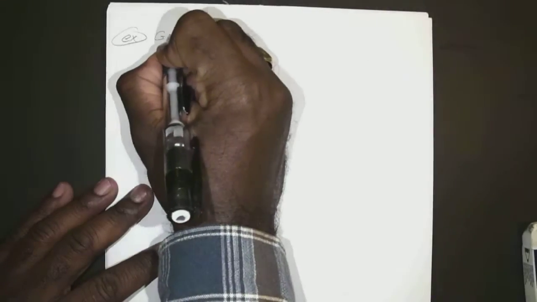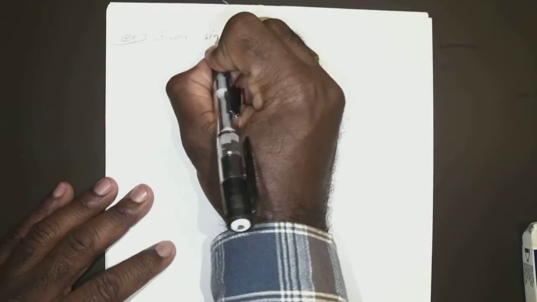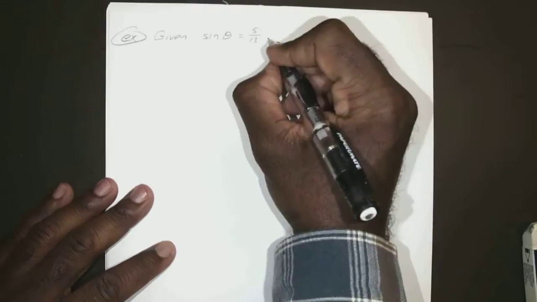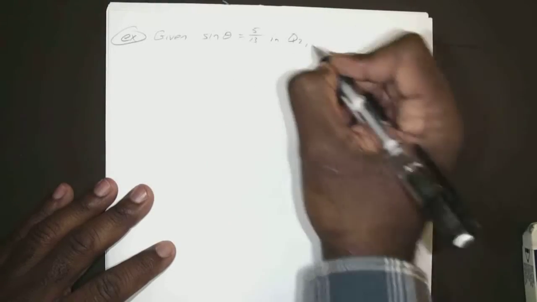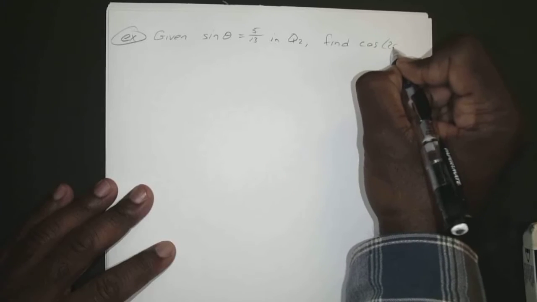So let's say, for example, for a given sine of theta equals 5 over 13 in quadrant 2, we can find our cosine of 2 theta.